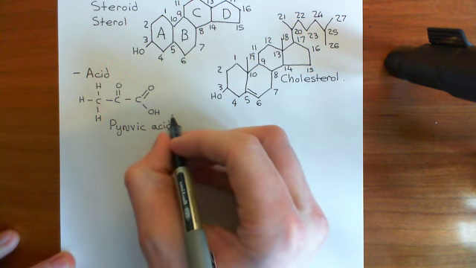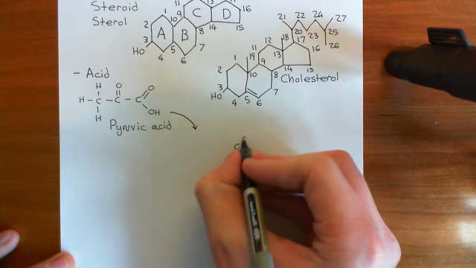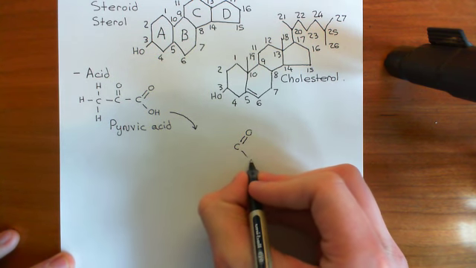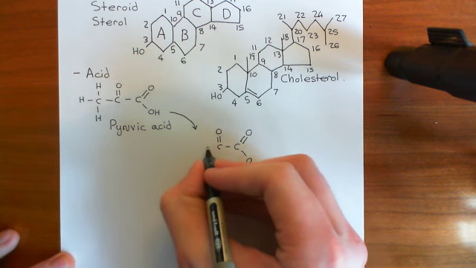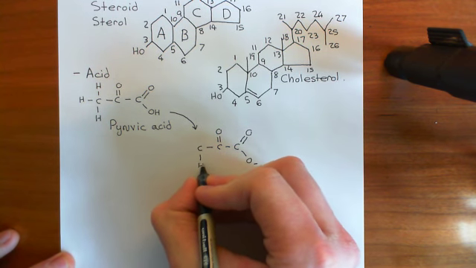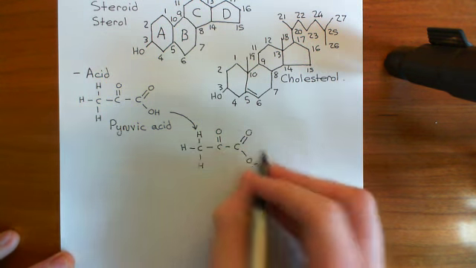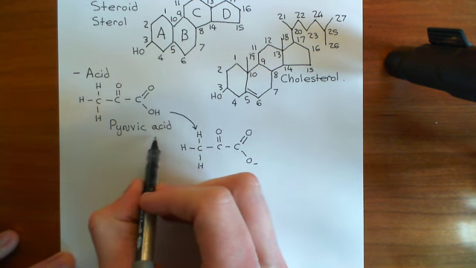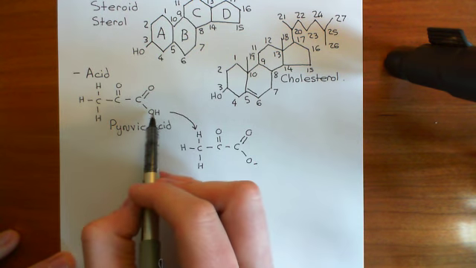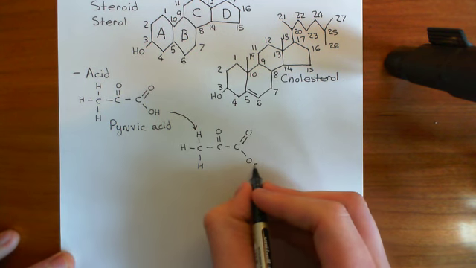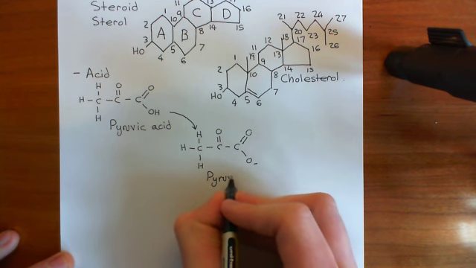Now, when pyruvic acid actually donates its proton away, what will it actually become? Let's draw out the molecule of pyruvic acid once it's actually lost that proton. Once the proton has dissociated away from the oxygen of the alcohol group of the pyruvic acid molecule, you are left with the conjugate base of pyruvic acid. The conjugate base of an acid means the acid once it has lost its proton, and what's left is going to be left with a negative charge. This molecule is then called pyruvate.